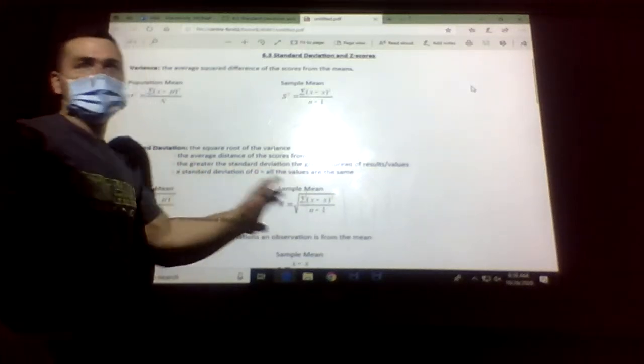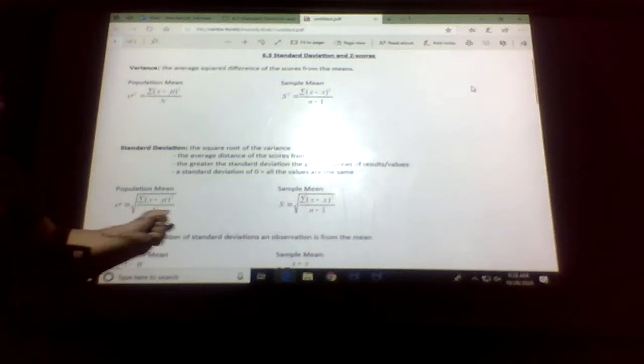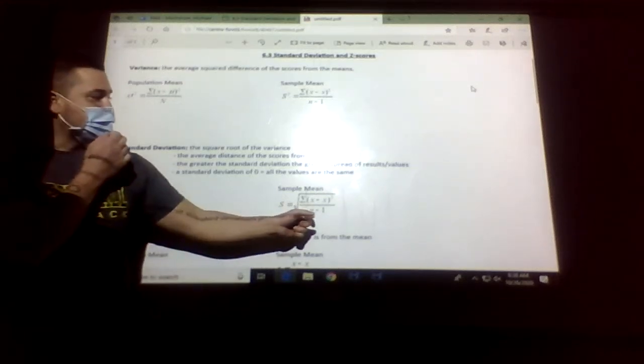Okay, so we have two formulas, one based on population and one based on a sample. The only difference between the formulas is the n at the bottom. Ignore the symbols right now, but this is n, which represents the population, and here it's n minus 1, which represents a sample. So you have to identify what the question is giving you: a population or a sample. That will determine which formula you use.